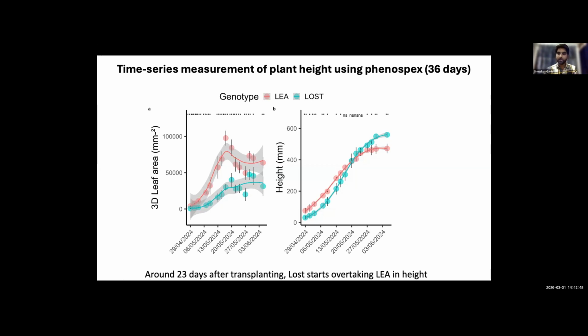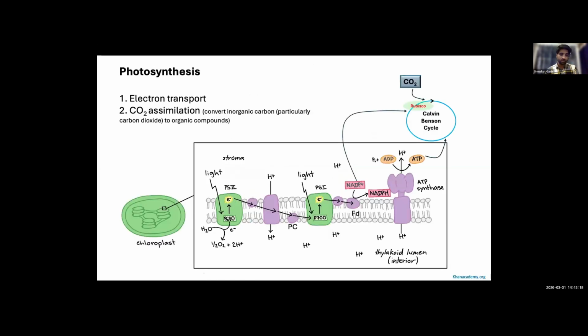This growth pattern, while the wild species overtakes Lea in height around 23 days after transplanting, suggests an adaptive strategy that balances water conservation and light capture, and bears similarity to the growth strategy observed in some desert plants, where growth is initially conservative but can rapidly accelerate vertical growth to enhance light capture. Now, coming to the main topic, comparing their photosynthesis.